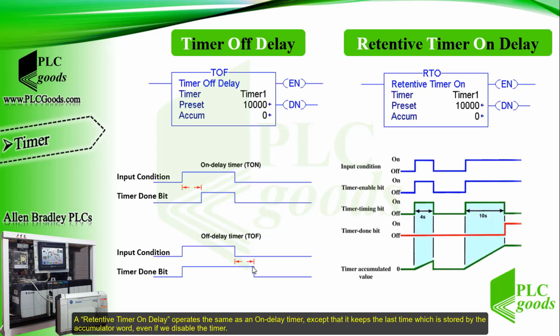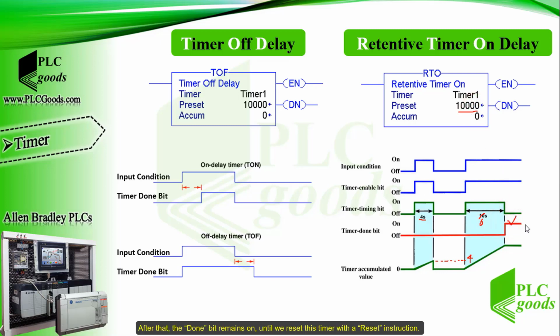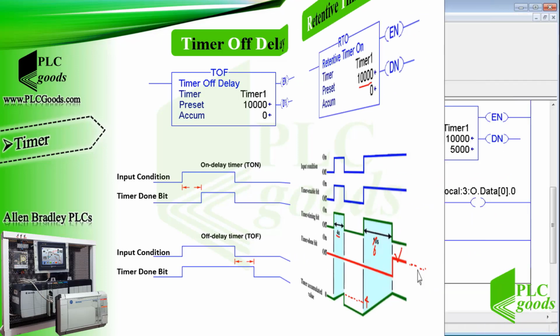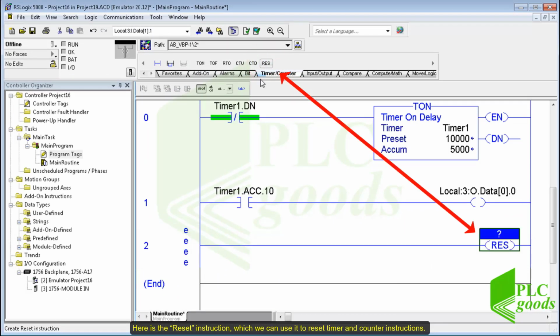A retentive timer on delay operates the same as an on delay timer, except that it keeps the last time which is stored by the accumulator word even if we disable the timer. For instance, in this diagram, at the next activation, the accumulator will start from 4 seconds and the timer only will need 6 seconds to reach the preset value. After that, the done bit remains on until we reset this timer with a reset instruction. Here is the reset instruction, which we can use to reset timer and counter instructions.